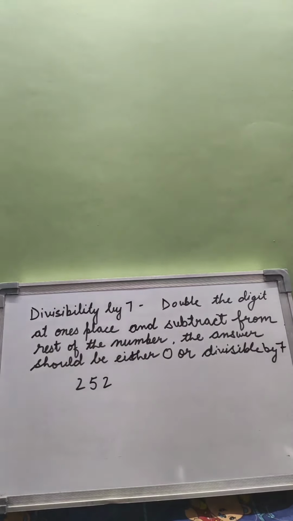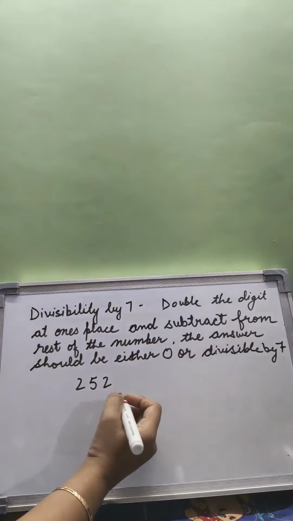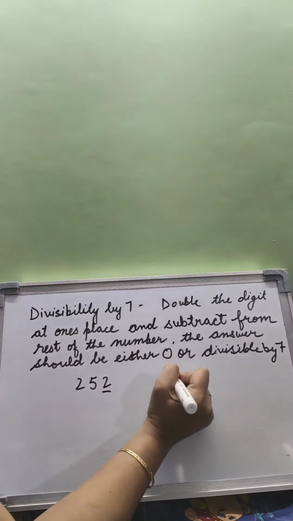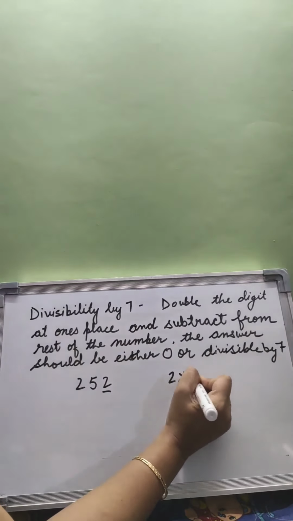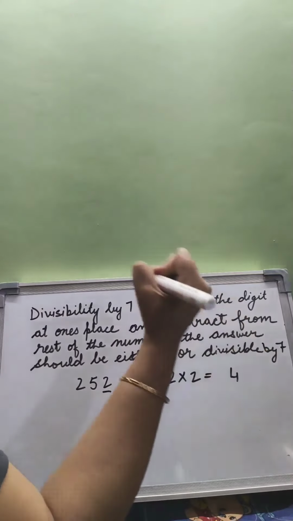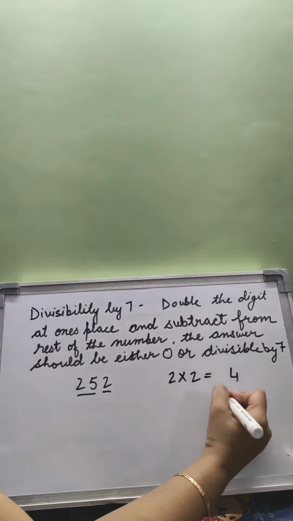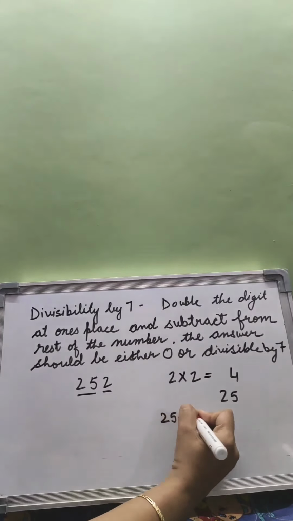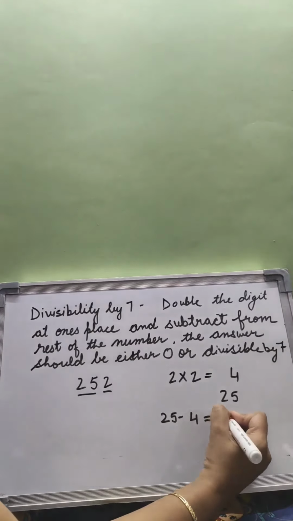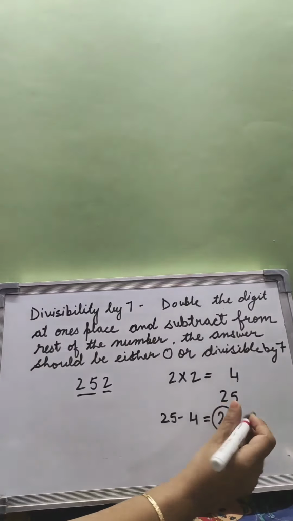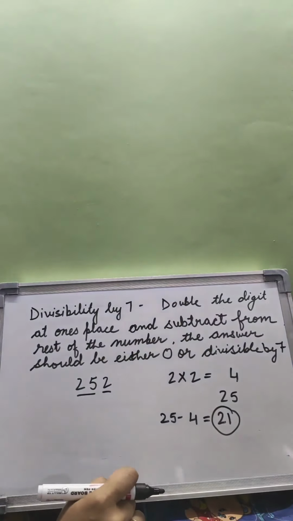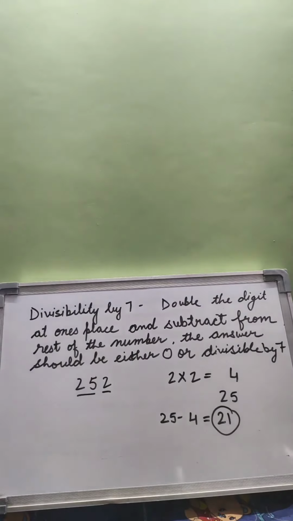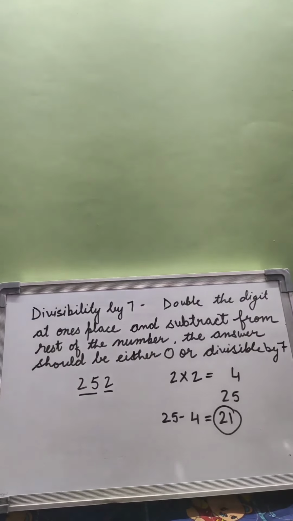Let's take an example. 252. So let's double the digit at one's place. 2 is at one's place. So double, 2 into 2 is 4. And the rest of the number is 25. So let's subtract, 25 minus 4. That is 21. And we all know 21 is divisible by 7. So that means 252 is divisible by 7.